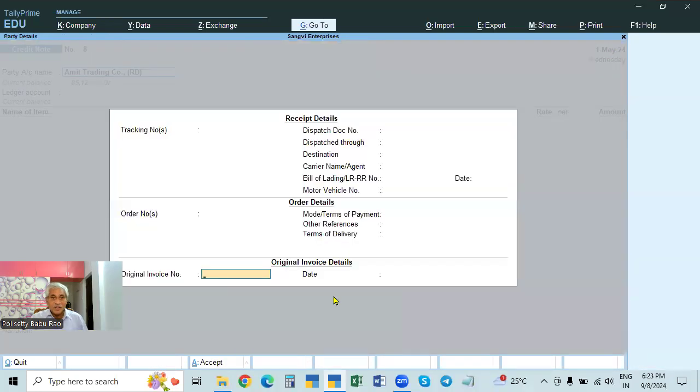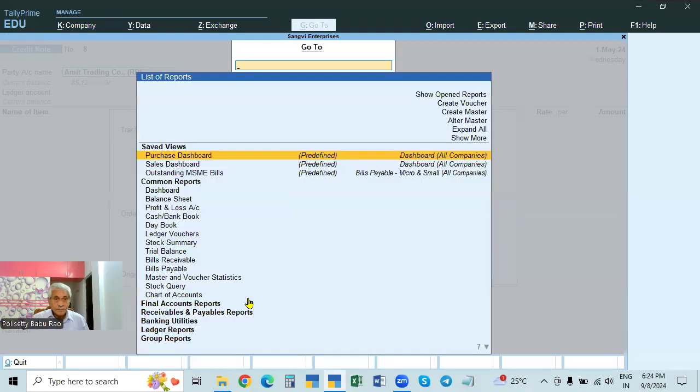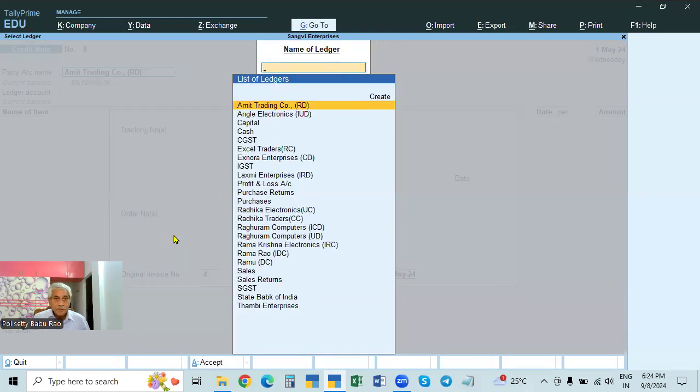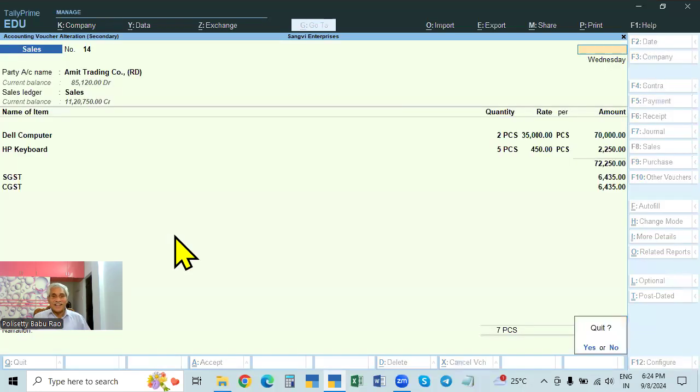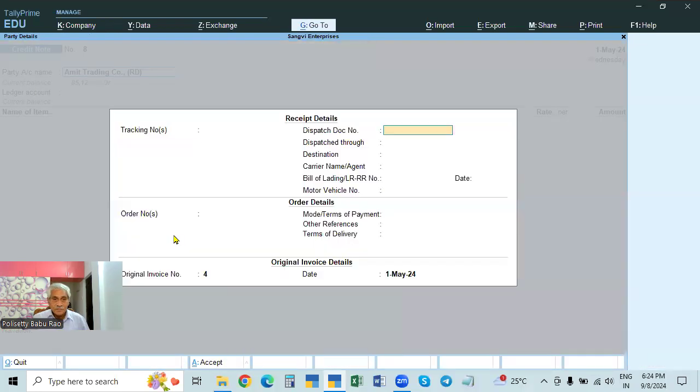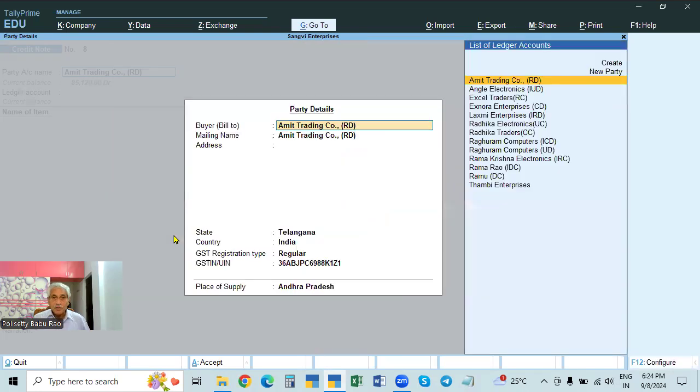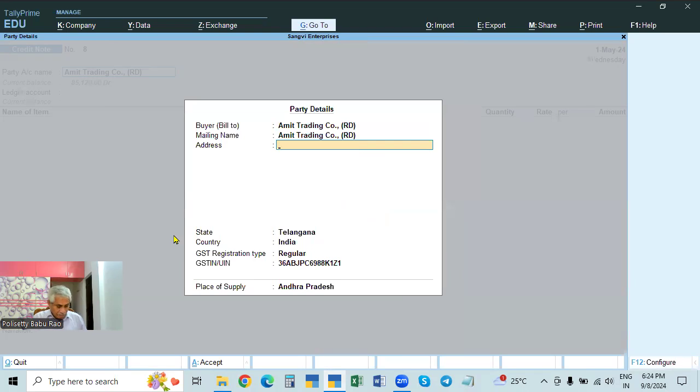Escape, so we came here. Invoice number 14, dated 1st May. We sold the goods on 1st May, and the details are here. Accept.